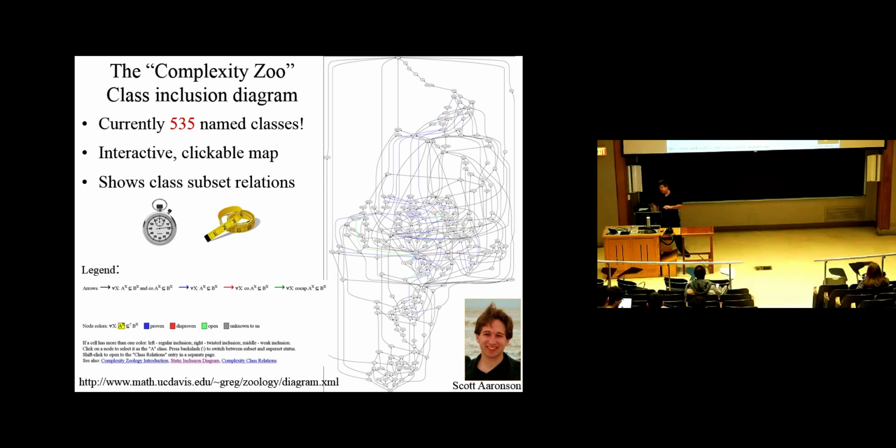Okay. So last time we left off with the complexity zoo, which is a huge set of named complexity classes for time and space and other resource bounds. There's hundreds of named classes. As of the last tally, there's about 535 classes in this complexity zoo.